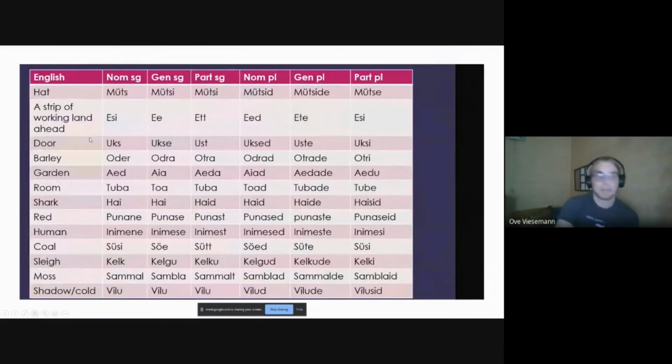And here's a table of different words declined in nominative, genitive, partitive, singular forms, and plural forms. This is quite regular. Müts, mütsi, mütsi, mütsid, mütside, mütse. But then here comes esi, et, ed, ette, esi. Completely irregular, quite fusional morphology. Then vilu, vilu, vilu is the same in all 3 in singular. Süsi, söe, süt, söed, süte, süsi is also interesting.